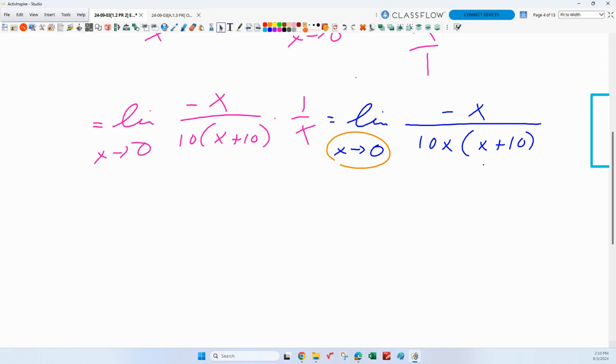Oh, what do you know? What's going to cancel? X. Yeah. Look at that. Look how smart we were. Right? The x's canceled. And what did it leave me with? So then I just get the limit of what's left on the top if I cancel that x. Negative 1. What's left on the bottom? 10 times.